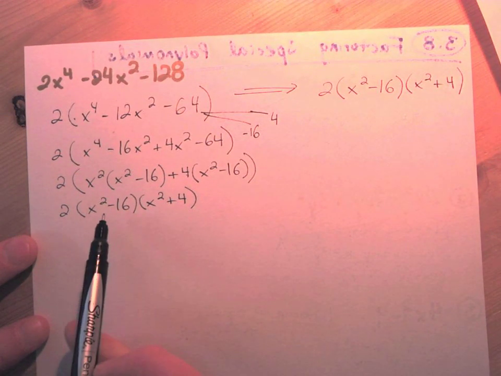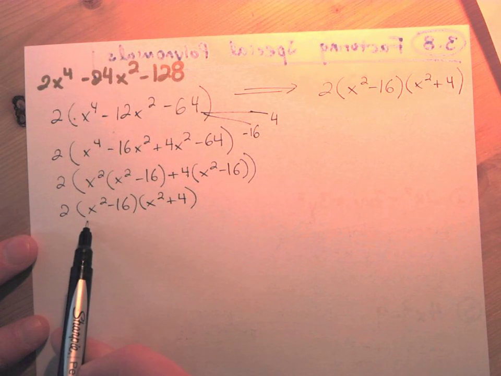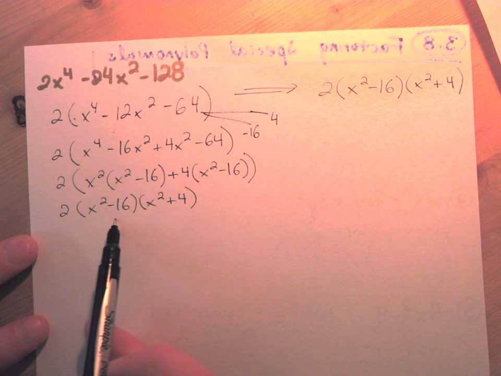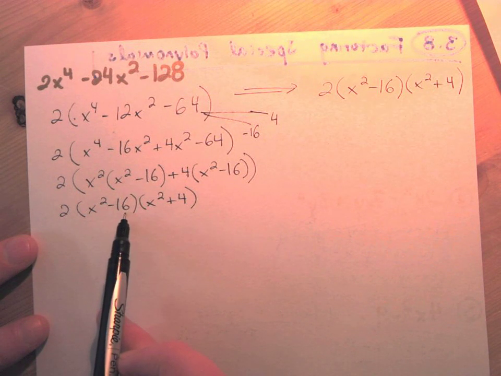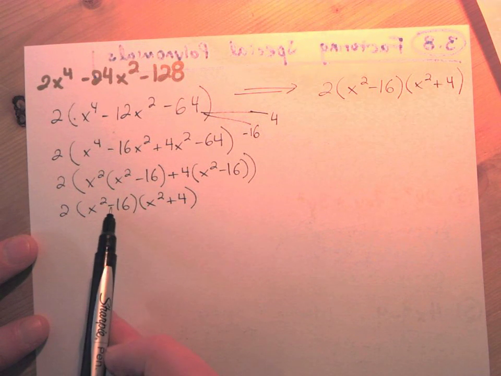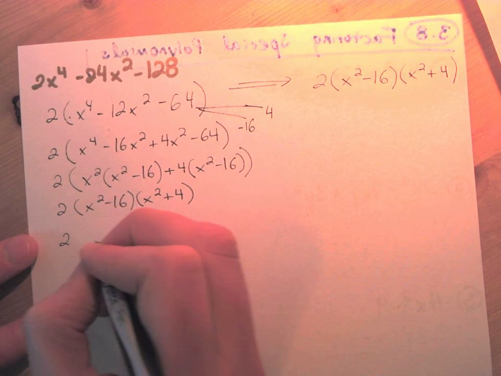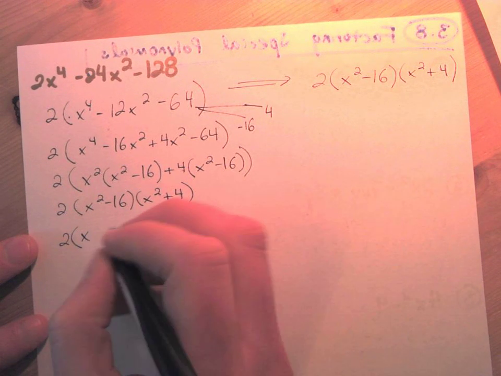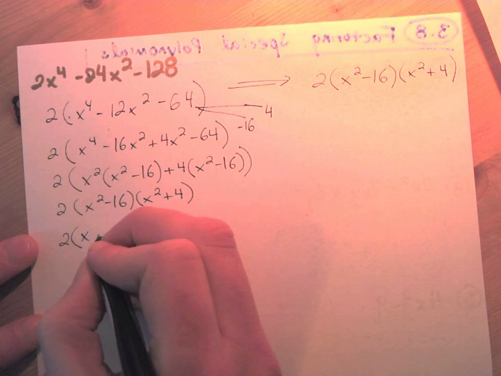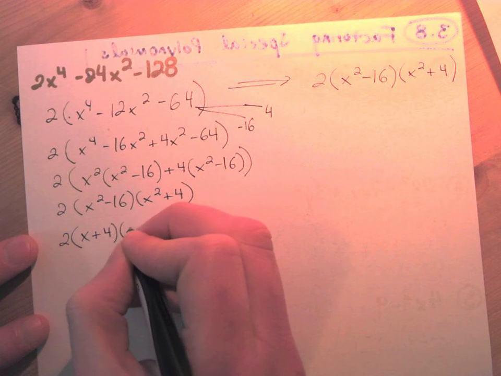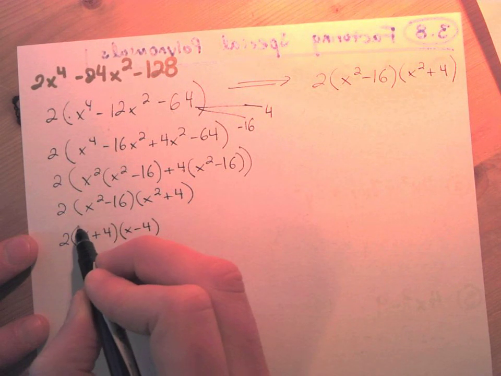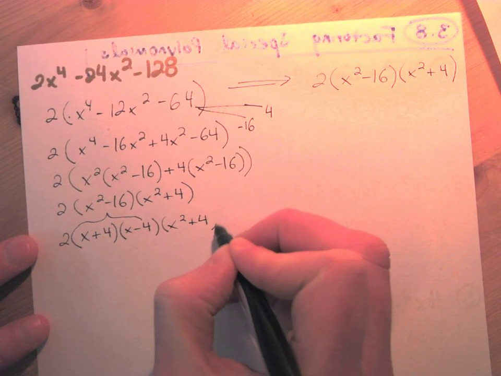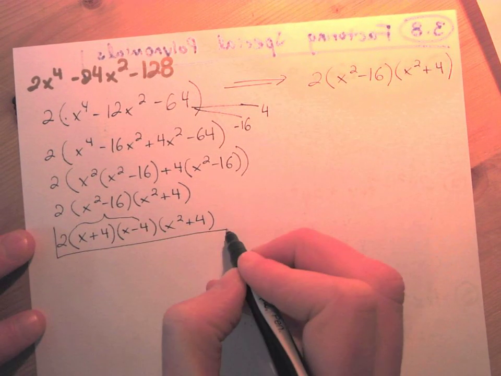And then we notice this negative 16 here can be factored further. This one can't be, but this one can be. The reason why is it's a square number, x squared, and a square number, 16, separated by a minus sign. So that's the difference of squares. So the square root of x squared is just x. And then the square root of 16 is 4, so we'll write x plus 4, x minus 4. That's the difference of squares there. And then we rewrite this one, x squared plus 4. Okay, so that is our further one.